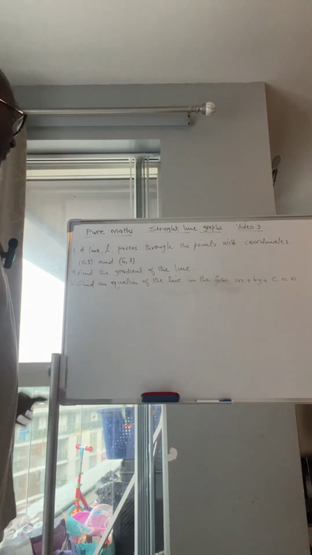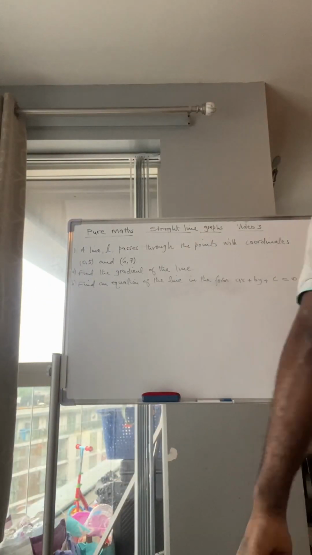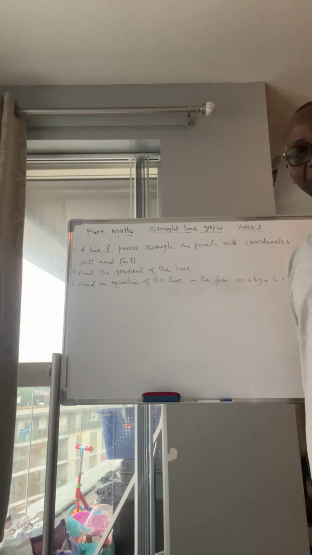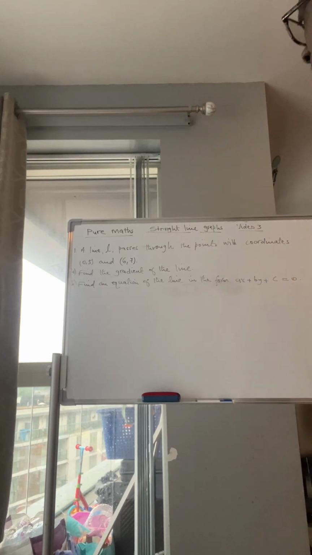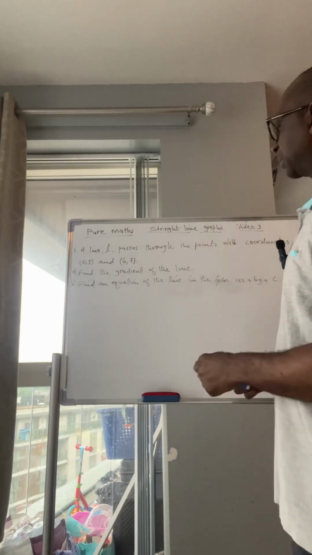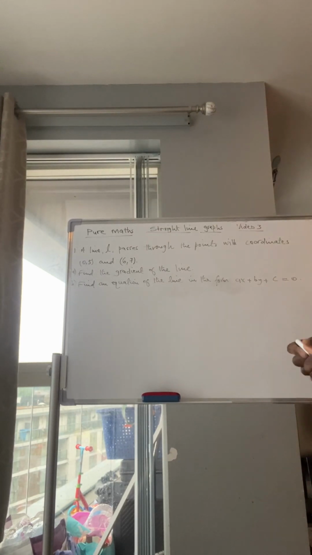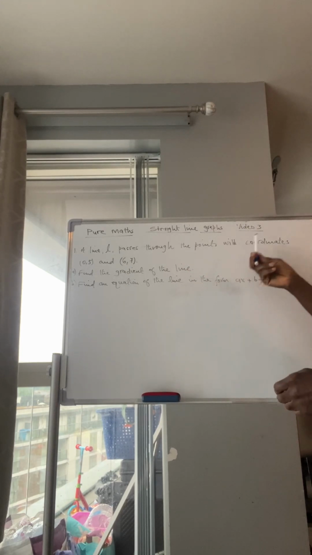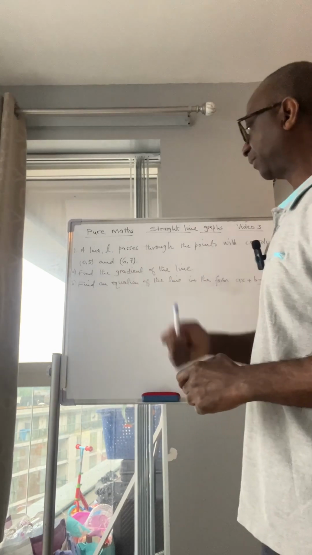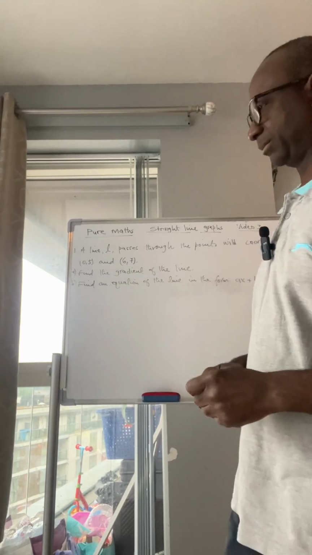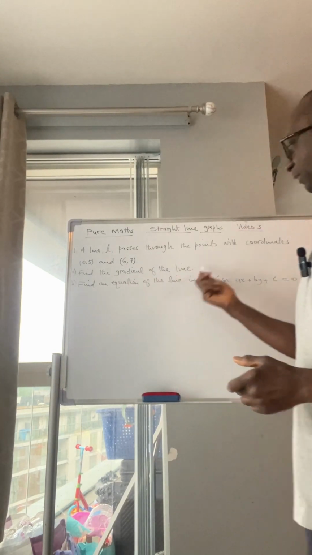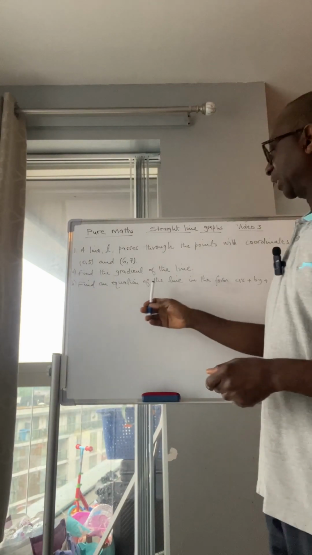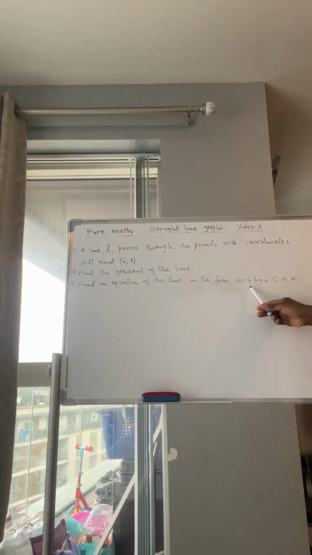This is Pure Maths. Topic is straight line graphs. This is our video number 3. We are looking at this problem. The problem says a line L passes through the points with coordinates 0,5 and 6,7. Find the gradient of the line. Find an equation of the line in the form ax plus by plus c equals 0.